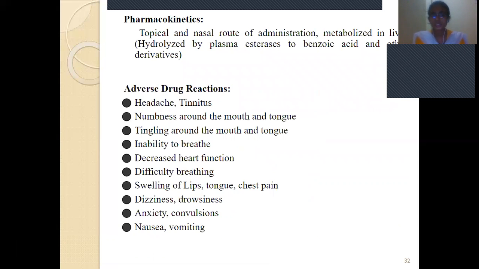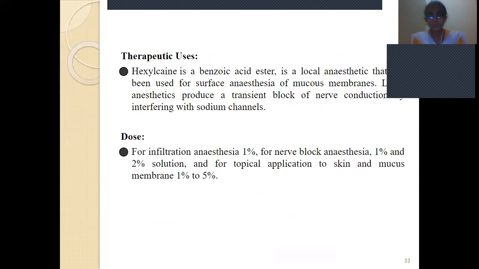Next, pharmacokinetics. It is given by the topical and nasal route of administration, and it is metabolized in the liver and excreted through the urine. Adverse drug reactions are headache, tinnitus, numbness around the mouth and tongue, inability to breathe, decreased heart function, swelling of the lips and tongue, chest pain, dizziness, drowsiness, convulsion, nausea, vomiting, anxiety, and convulsions.